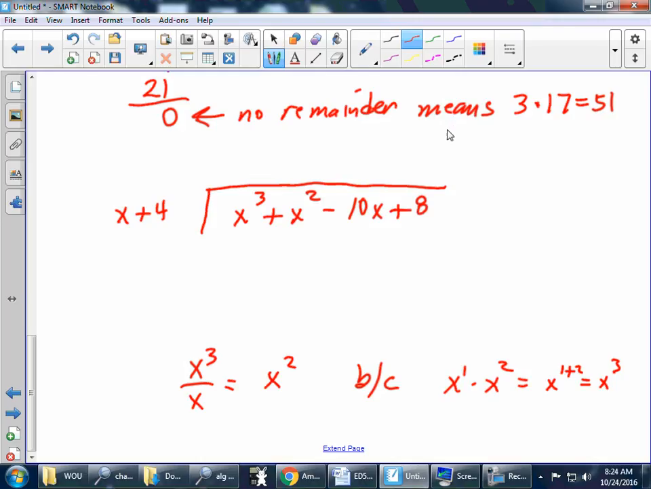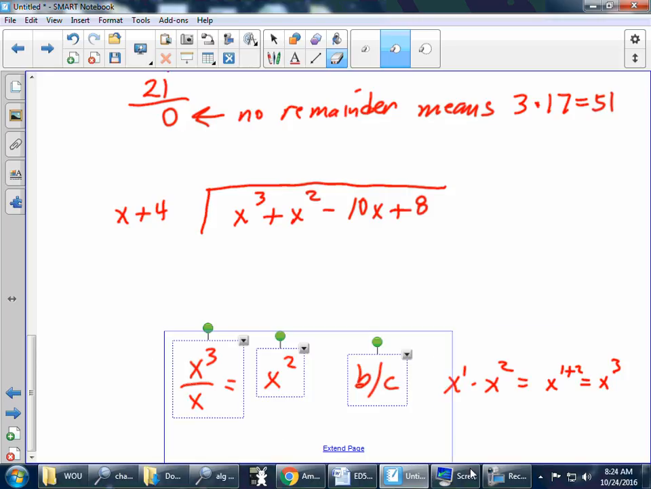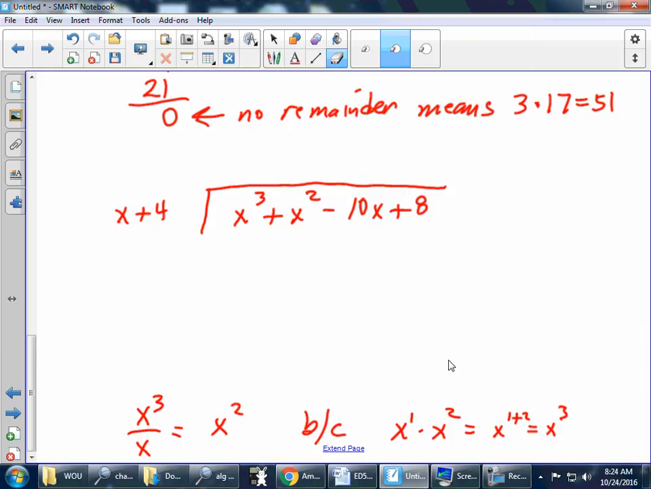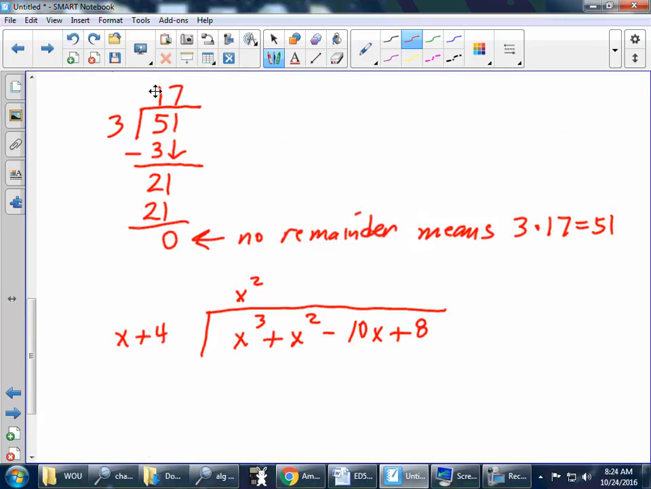Camille, is that okay? Okay, so we don't need that anymore. That means we're going to put, just like we did before, an x squared above that. It's no different than what we did right here with 51 and 3 and 17. We're saying that 3 times 1 is 3. We're going to say x times x squared equals x cubed, so we're going to put down an x cubed there.